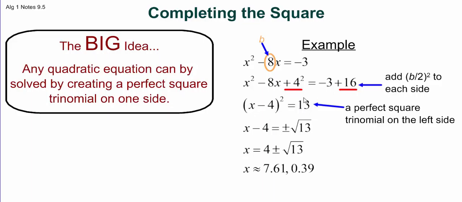And then you could just kind of simplify the right hand side, and then we can use our square root method. The square root of both sides gives us plus or minus the square root of 13 is equal to x minus 4, and then we add 4 to both sides and we're finished. Now you can see the approximations here as well. But the big picture is, if you have a 1 lead coefficient, if a is 1, then you can complete the square by just doing b divided by 2, squaring it, and adding it to both sides.